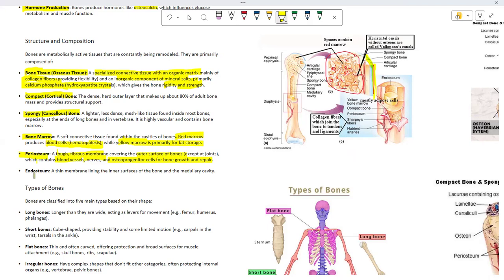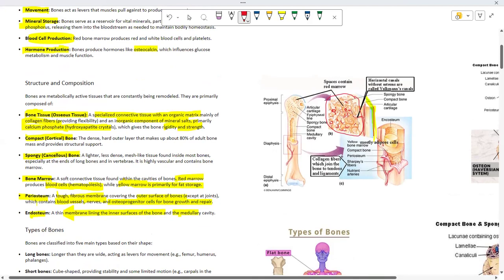And then we have the endosteum. Endosteum is a thin membrane lining the inner surface of the bone and the medullary cavity. So it's inside, lines the inside. You go line the inside of the bone itself. Okay. Endosteum.